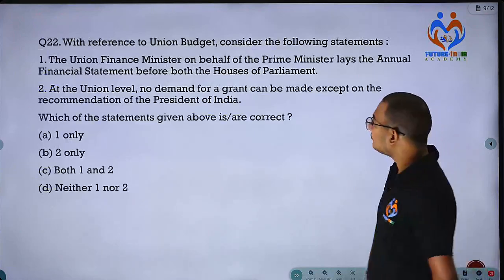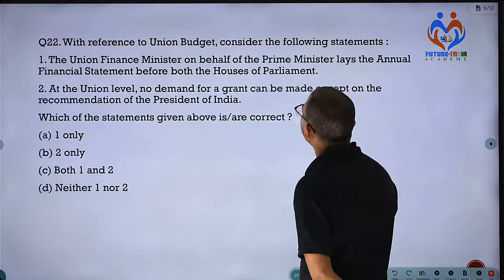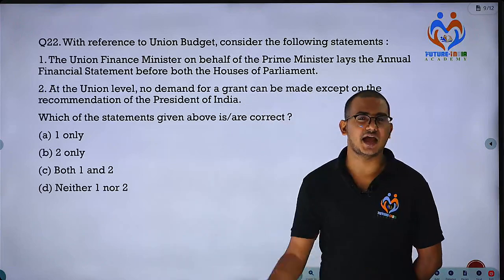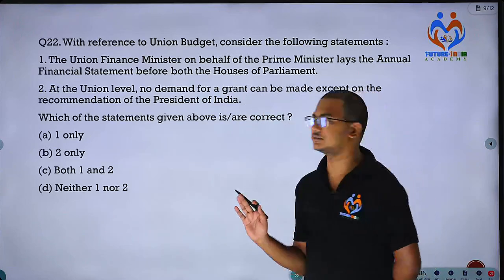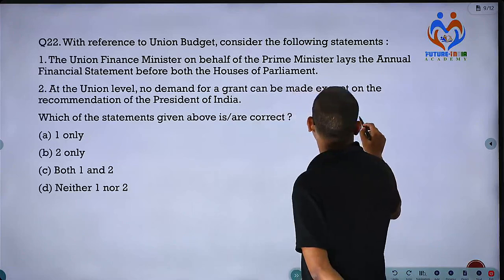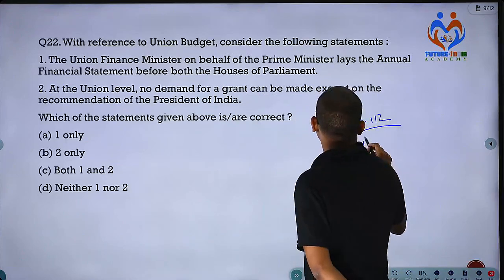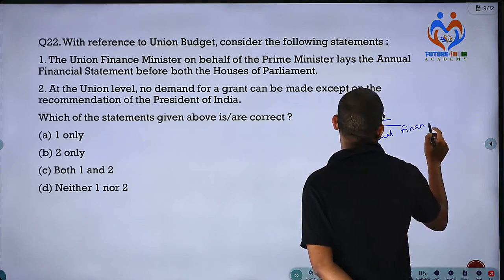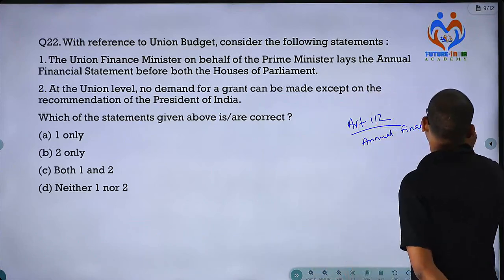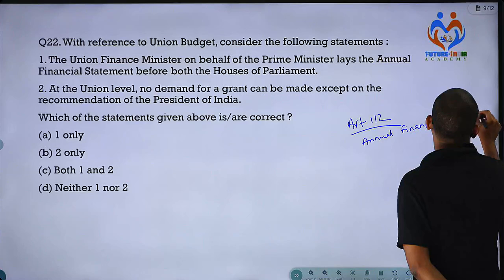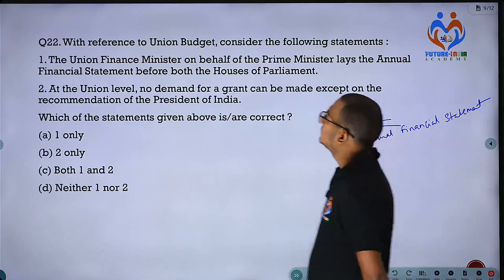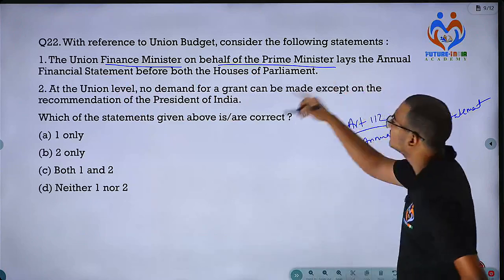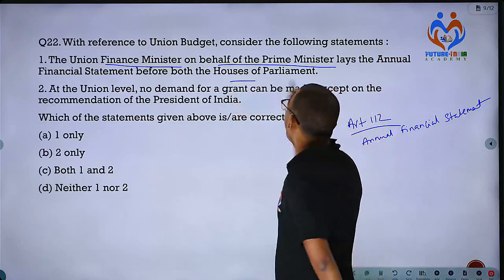Next, with reference to the union budget, consider the following statements. So about union budget, guys, article 112, annual financial statement. So now we'll see this. This is all about article 112, annual financial statement. Articles you need to remember, guys. Annual financial statement: the union finance minister on behalf of the prime minister lays the annual financial statement before the houses of the parliament.